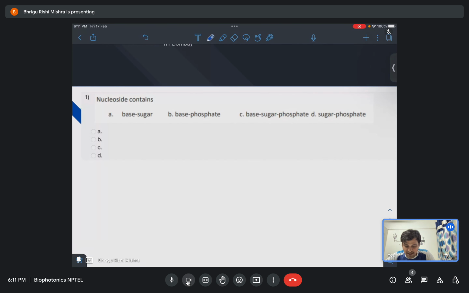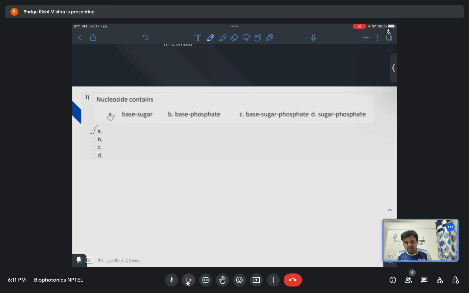The first question is: a nucleoside contains base sugar, base phosphate, base sugar phosphate, or sugar phosphate. Four options are given, and the correct option is base sugar. Why is it so? The first thing is, what is a nucleoside? It basically contains a nucleobase and a 5 carbon sugar.